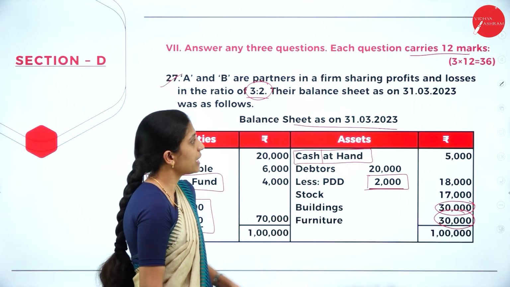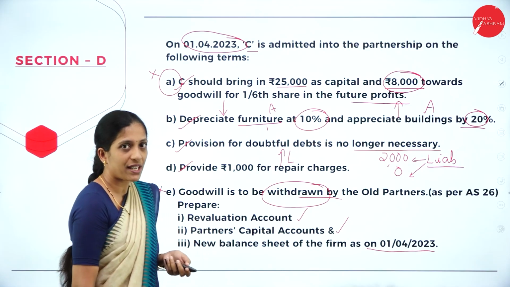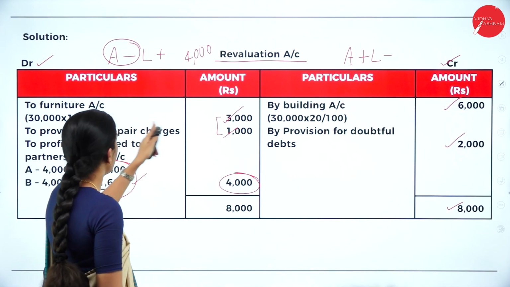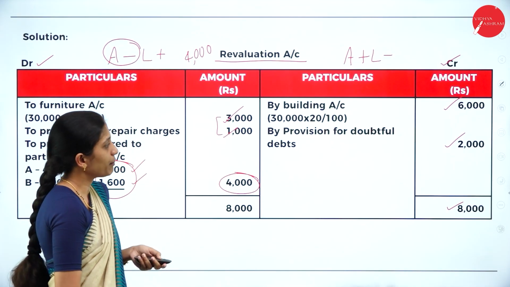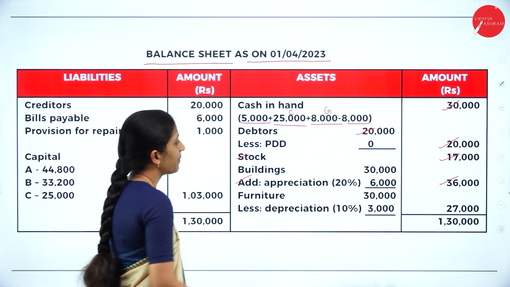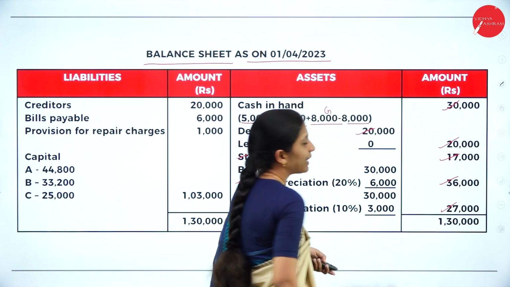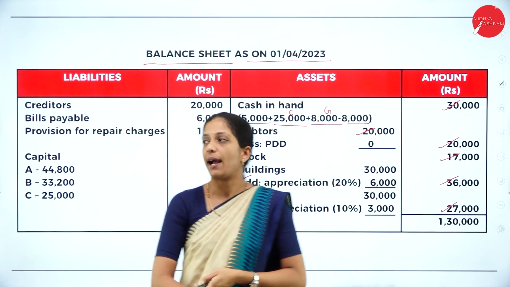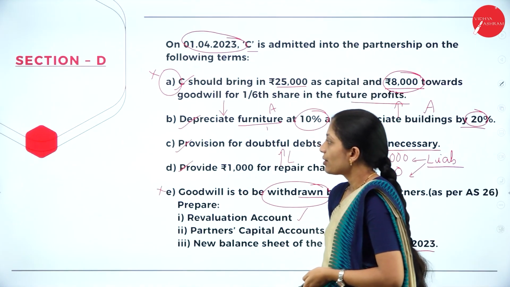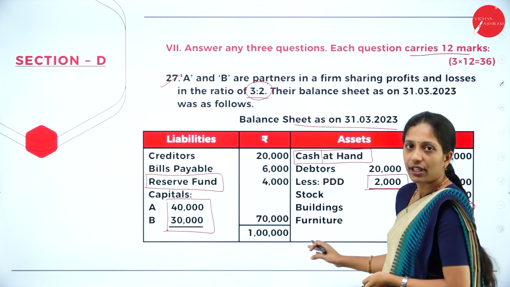We have 30,000, but we have depreciation of 10%. So how much is depreciation? 3,000. So 30,000 minus 3,000, 27,000. So hope you are clear with all the assets. Now come to the liabilities. So we are done with all the assets, still furniture.